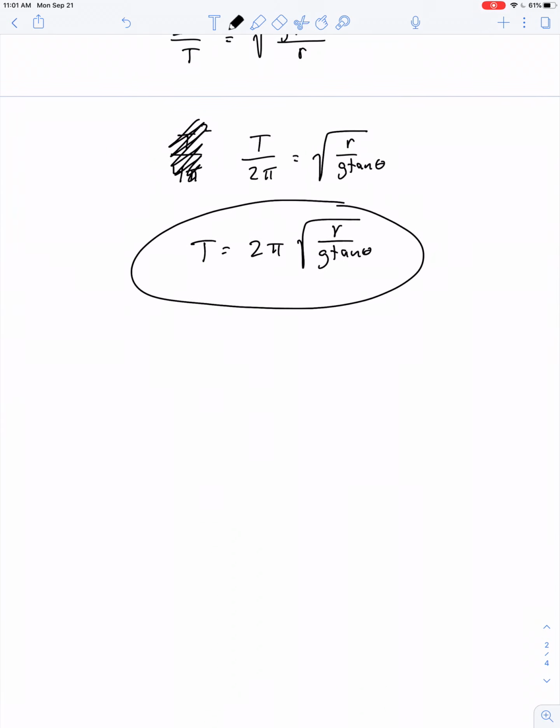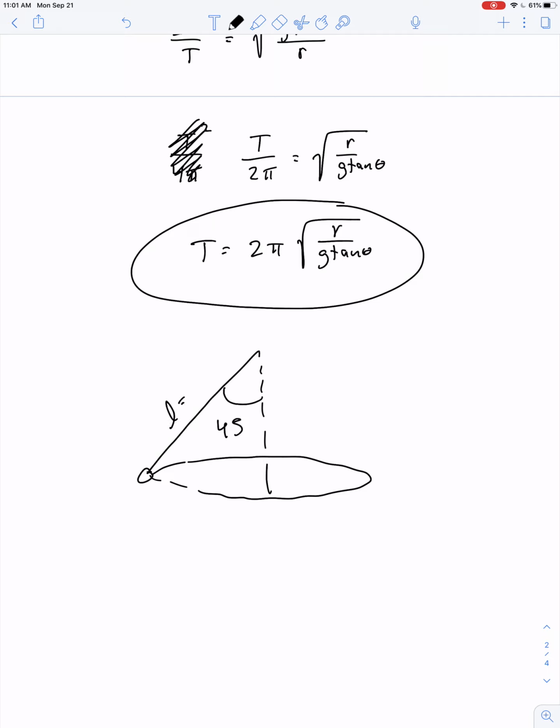So what if you had a special case where the angle is 45 degrees, and you had the length equal to exactly 1 meter? Then what would the radius be equal to? Well, you can see that this is a right triangle, so r would be equal to L times sine of theta.